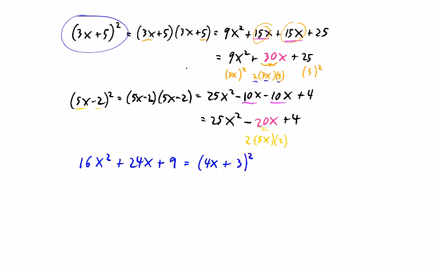So that when we square the 4x, we'll get our 16x squared, and when we square the 3, we'll get a 9. But what happens in the middle terms? We would have two terms in the middle that would each be 12x. So 2 times 12x does in fact give us the 24x that we have here. So 16x squared plus 24x plus 9 is the perfect square of the binomial 4x plus 3.